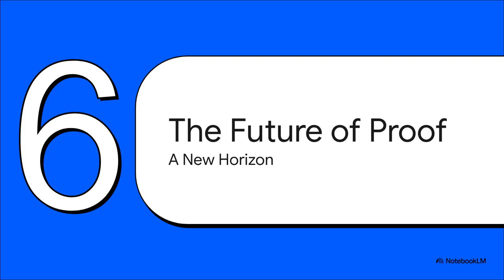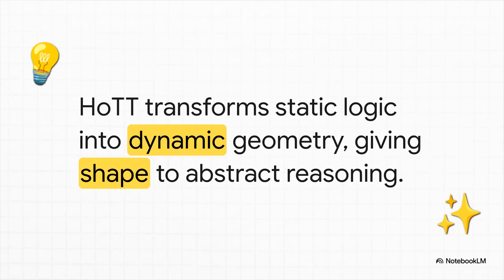Wow, we've journeyed from pure logic all the way to dynamic shapes. So where is all this heading? What does it really mean for the future of proof itself? If there's one thing to take away, it's this. Homotopy Type Theory gives shape to pure reason. It transforms the flat, black and white world of logic into a dynamic geometry, a world where ideas aren't just statements, but spaces filled with paths and connections and all sorts of hidden dimensions.